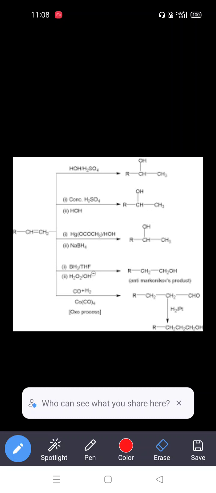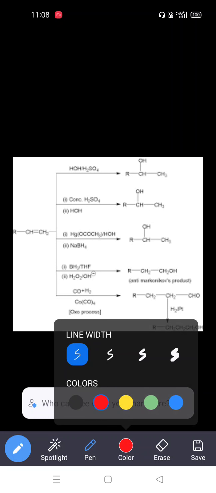Second one, this is also the same thing. Concentrated H2SO4 we are using, and a hydration process. This one is very difficult, and we are using a reduction process with the help of sodium borohydride to produce the alcohols also. This is also the same thing.